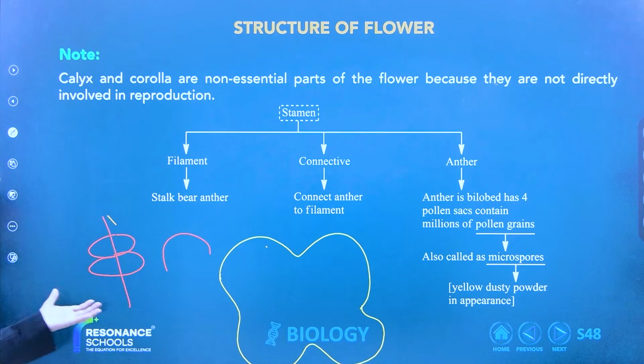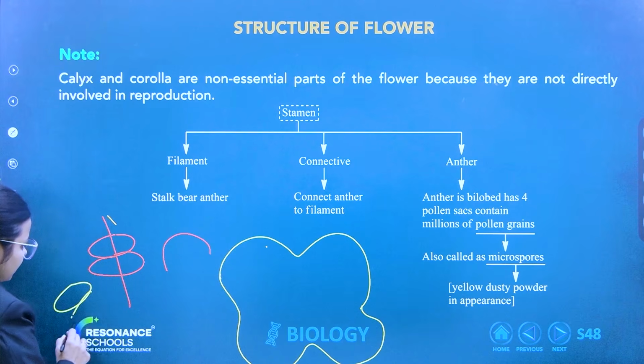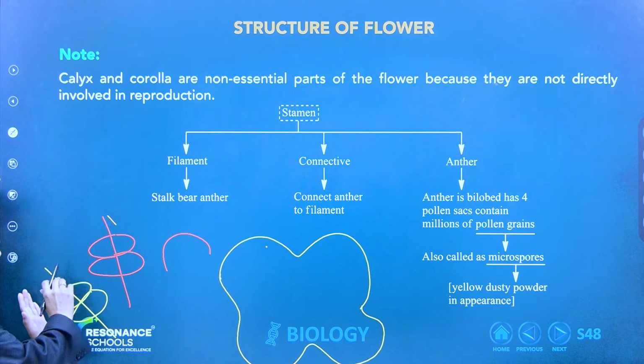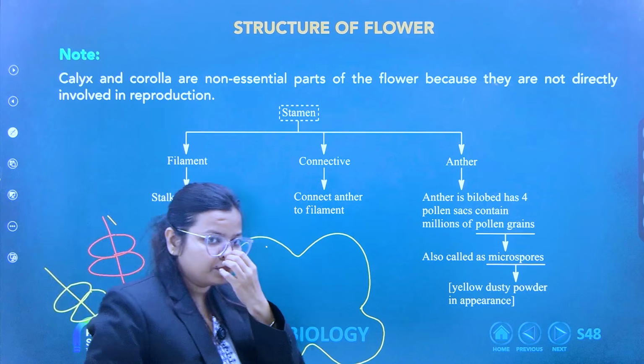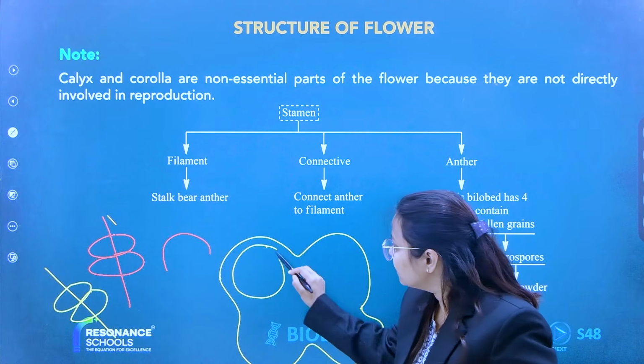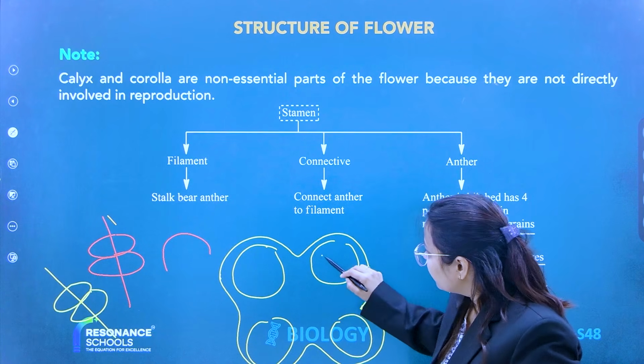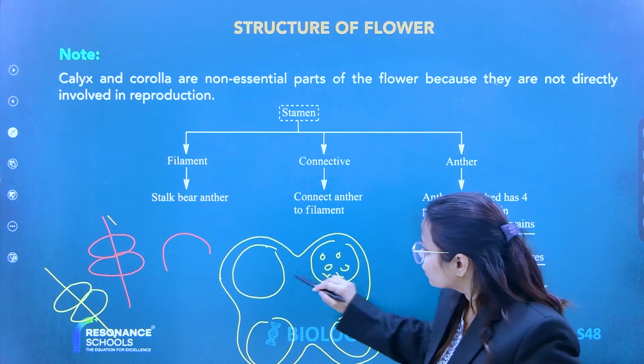Okay, can you see why it is looking like this? It was like this. Now we are cutting it like this, and we are seeing it in cross section. So in cross section, it looks like this. You can see there are clearly four chambers. In each chamber there are microspores.